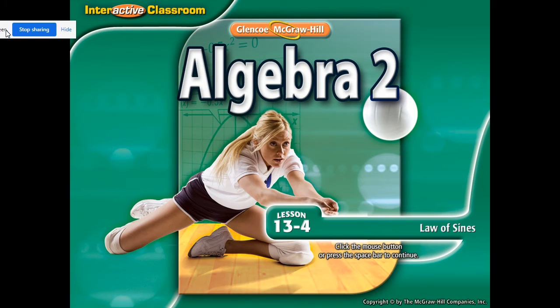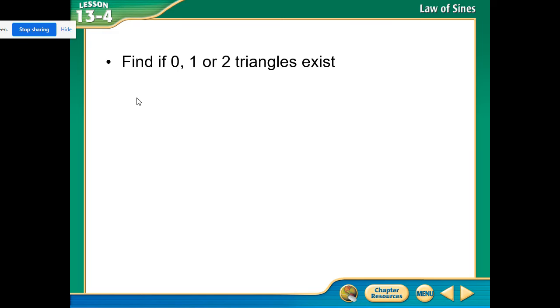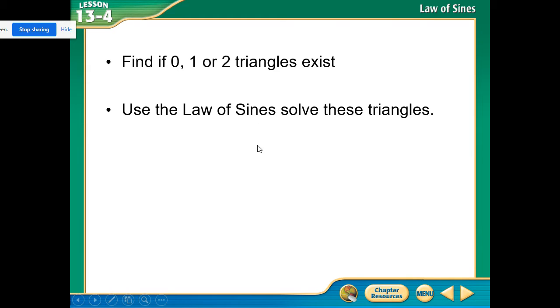So we're continuing on with law of sines. The reason why is there's an exception with law of sines. There's a possibility that with the law of sines we can have 0, 1, or 2 triangles that exist. And I'm going to show you how to use the law of sines to solve these different triangles.